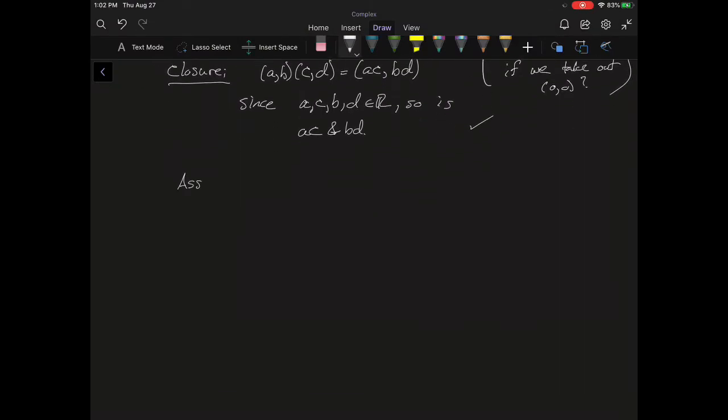Next, let's check the associativity. So again, we're just multiplying associatively within the real numbers. So associativity is going to hold again.